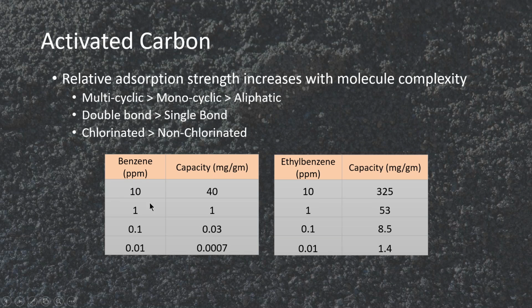When you look at 10 ppm of the benzene and the ethylbenzene, we're still almost an order of magnitude different. But notice the ethylbenzene, even at 10 ppm, is already sitting at 32.5% by weight. And that's just at 10 ppm. And it's not saturated yet.